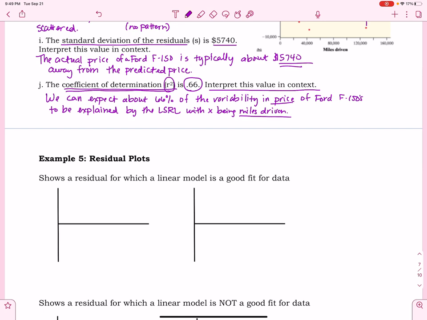But when we're interpreting this value, R squared, it tells me that I can expect whatever percentage this value is of the variability in price, so in the response variable, is directly explained by the LSRL with whatever the x is, in this case, miles driven. When you think about the variability in price, this just means that 66% of the price in effect is being directly explained by miles driven.